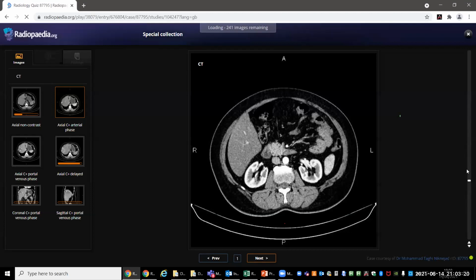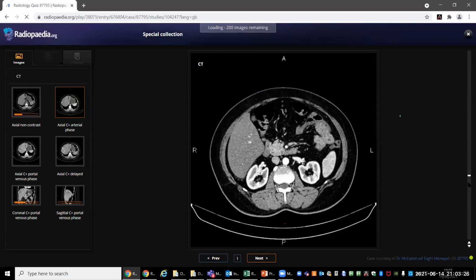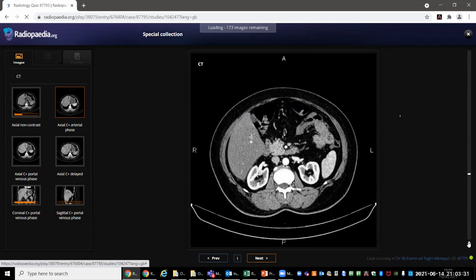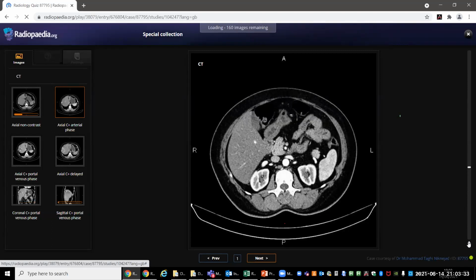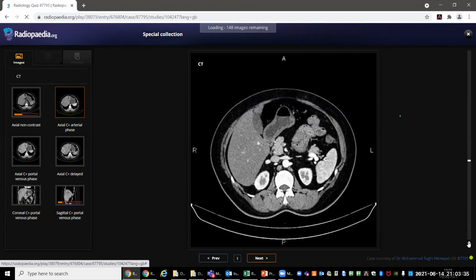Can I show something in the right lobe of the liver? I want to be sure. Yeah, that's fine. Use the small arrows below. I think those are safer. Okay.